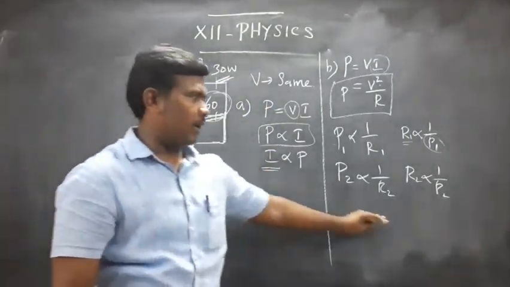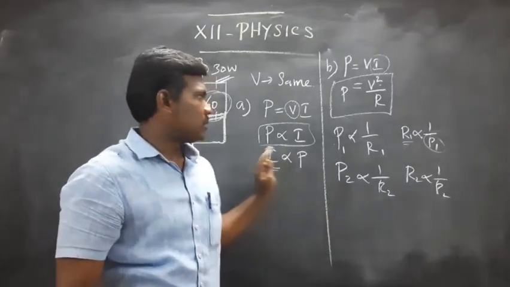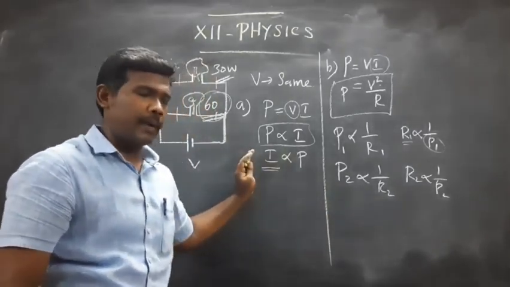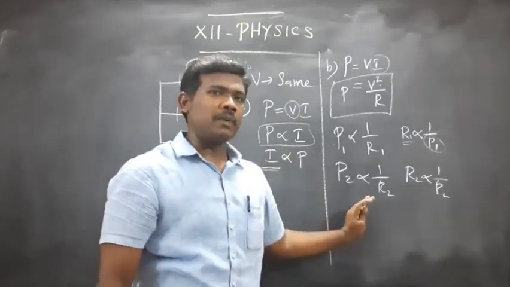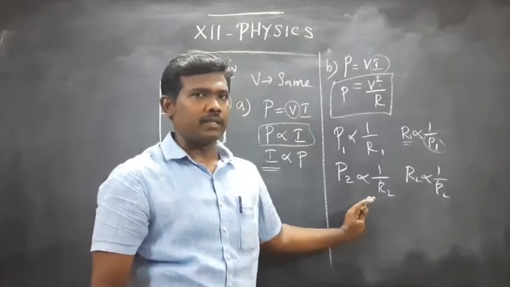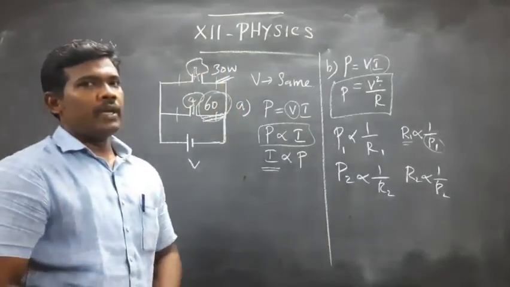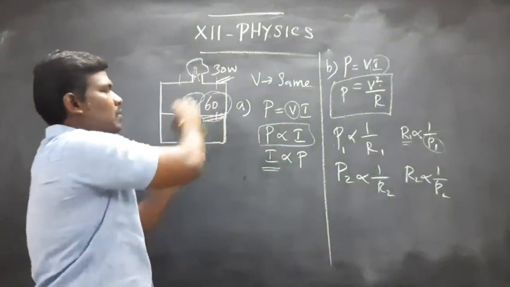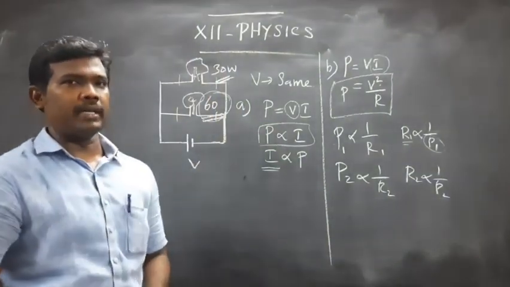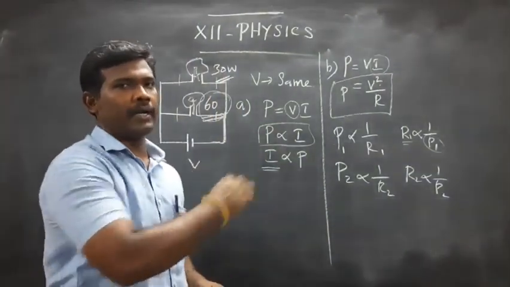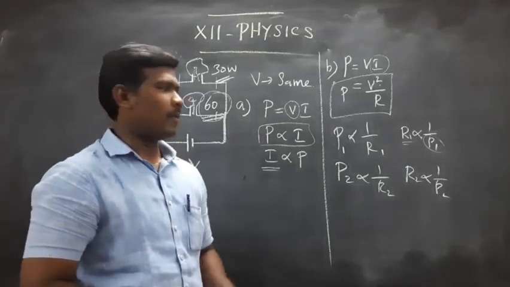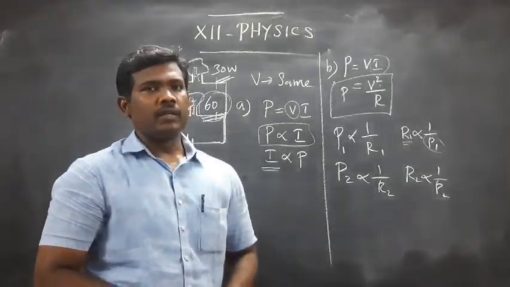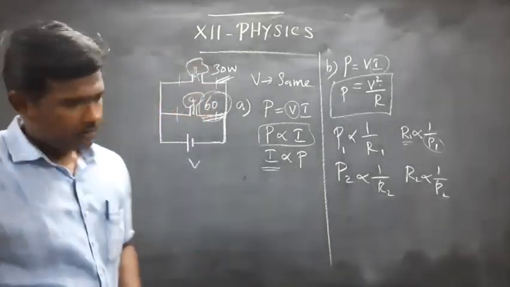So now we have solved two cases. The first is which bulb glows brighter, and the second is which bulb has greater resistance. Now the third: if these two bulbs are connected in a series combination, what will happen? That is what we are going to calculate.